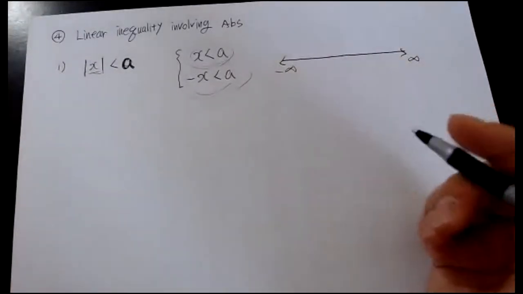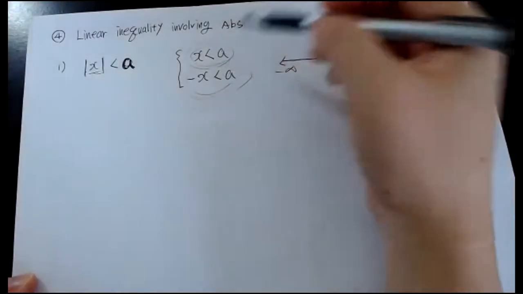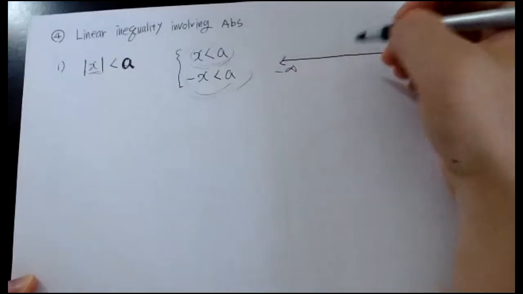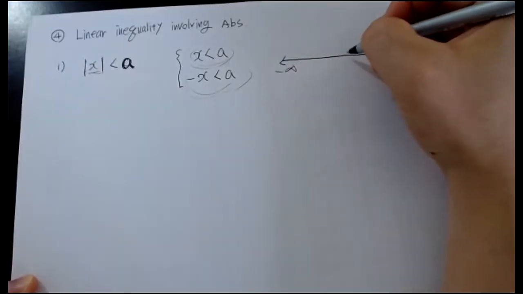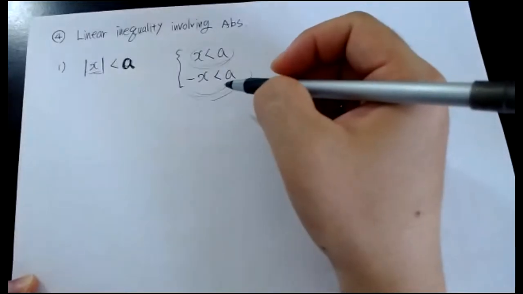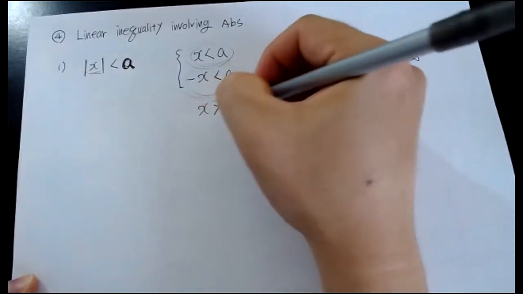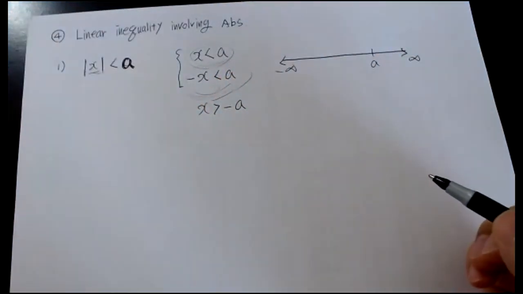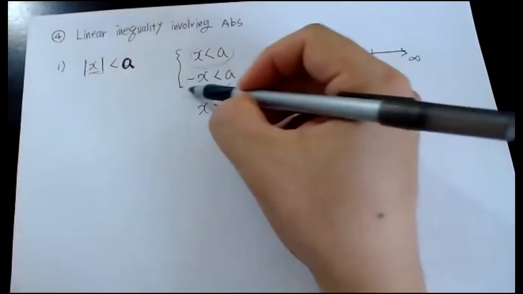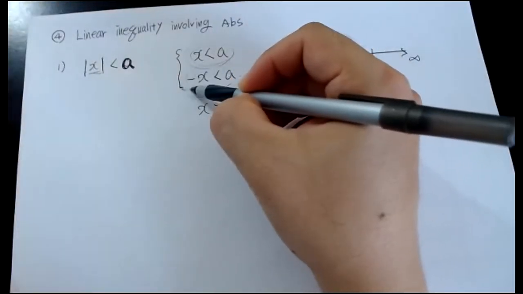So I want to figure out the connector between the two linear inequalities on the number line. Okay, so let's say A is right here. The negative x is less than A. That is equivalent to x is greater than negative A, right? Because I just multiply by negative 1 on both sides to make the sign of x positive.